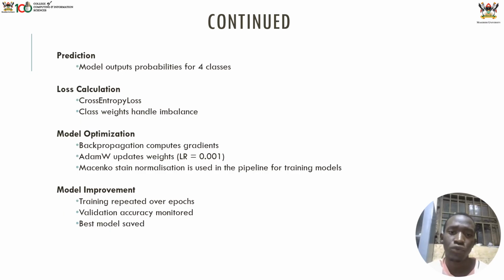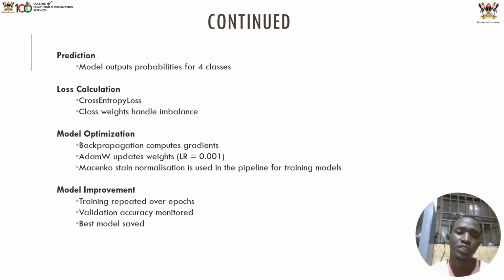We use the cross entropy loss, which measures how far the predicted probabilities are from the true labels. Since the data sets may be imbalanced, we apply the class weights. This ensures that minor classes, for example, the infected cells, are not ignored during training. Then we shall go to our model optimization.